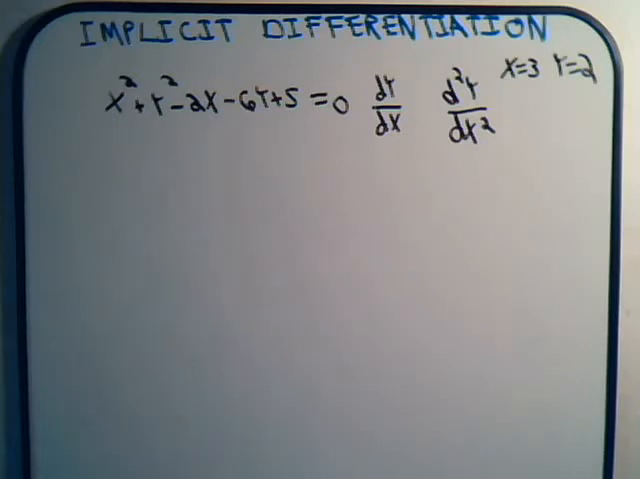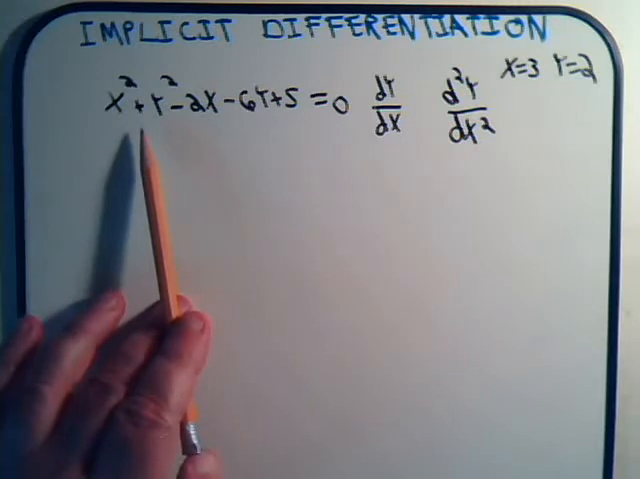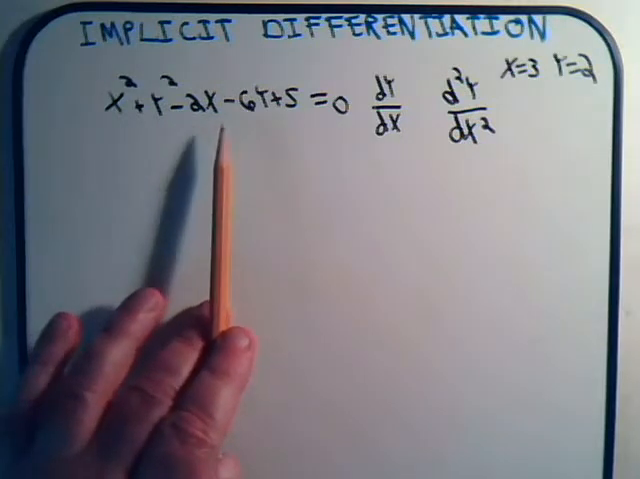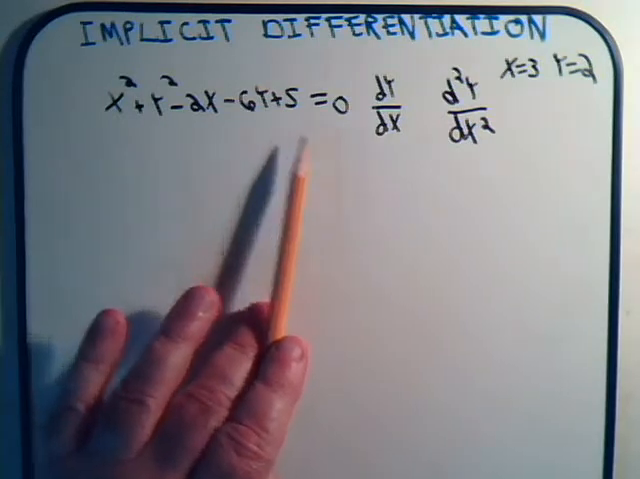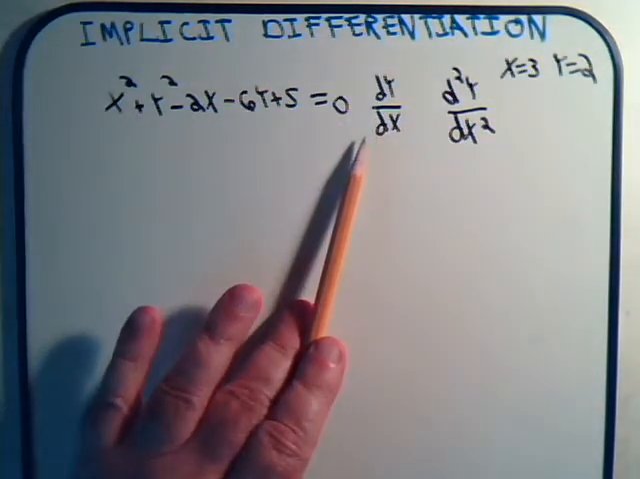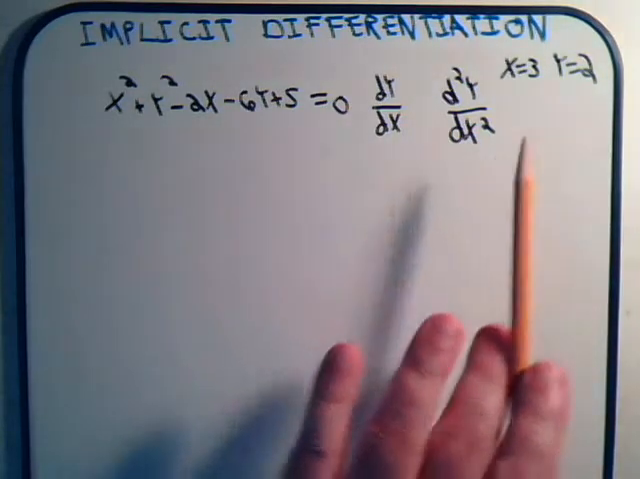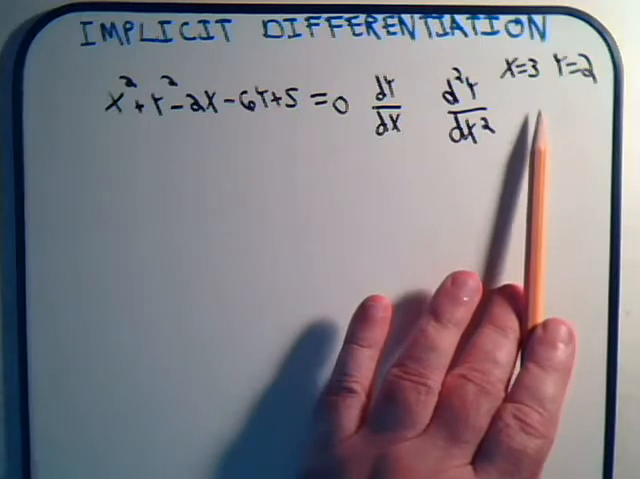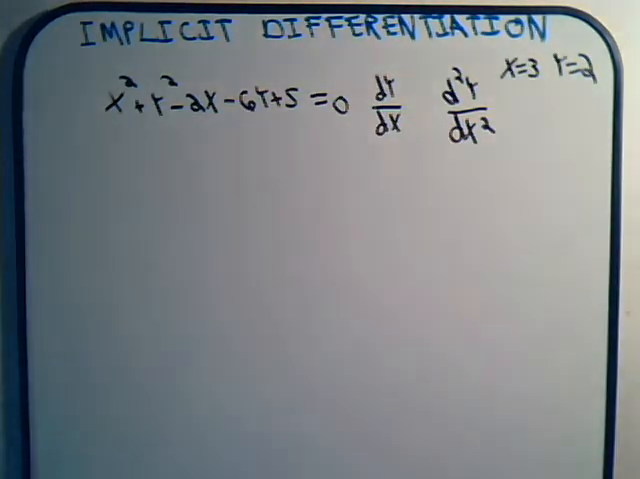Okay, in this video, we want to consider the equation x squared plus y squared minus 2x minus 6y plus 5 equals 0. And we want to solve it for dy/dx, and we also want to find the second derivative, and then we want to evaluate each one of these at the point where x equals 3 and y equals 2, using the method of implicit differentiation.